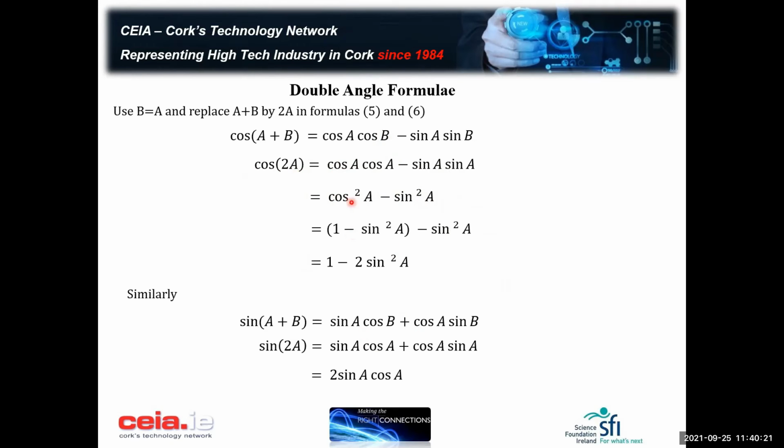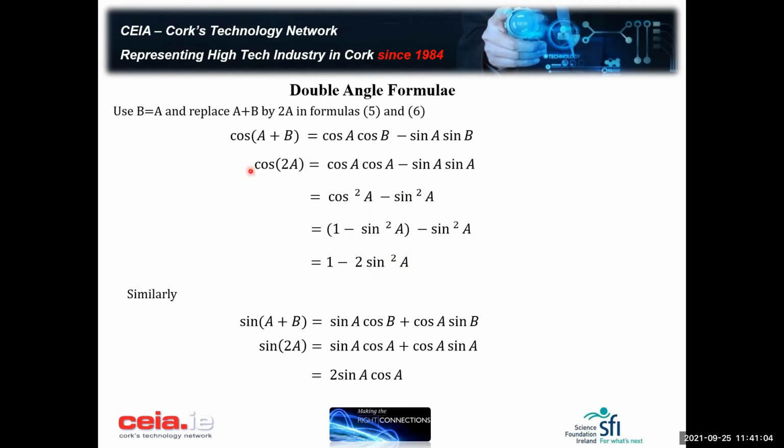Now, if you want, you can express it just in terms of the sine of A by saying that cos squared plus sine squared is equal to 1. So cos squared is equal to 1 minus sine squared, and that gives you 1 minus 2 sine squared A. Alternatively, we could have replaced sine squared by 1 minus cos squared, and we would have ended up with a slightly different expression: 2 cos squared A minus 1. And you can play other tricks and express it in terms of tan A as well.